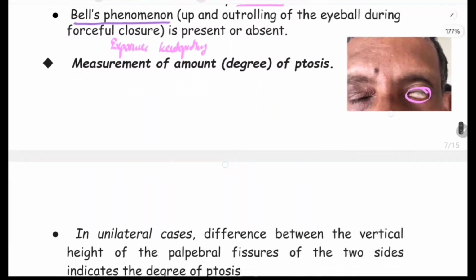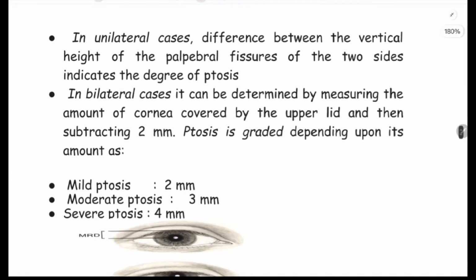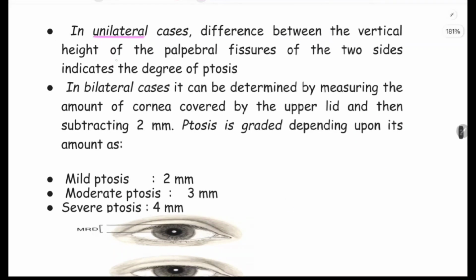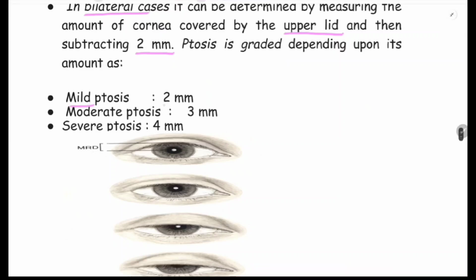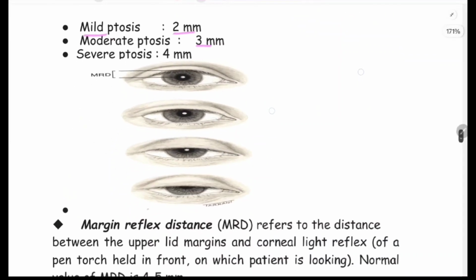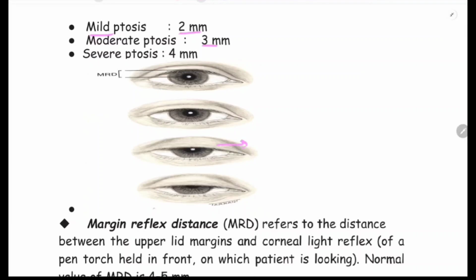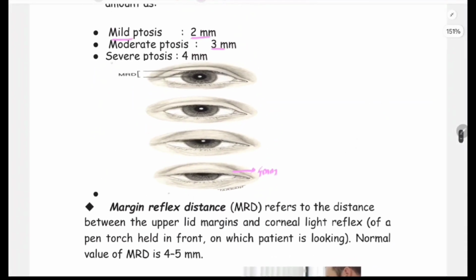Next, coming to measurement of the degree of ptosis. In unilateral cases, if a patient is having unilateral ptosis, the difference between the vertical height of the palpebral fissure of the two sides indicates the degree of ptosis. In bilateral cases, it can be determined by measuring the amount of cornea covered by the upper lid and then subtracting 2 mm, as normal cornea covers 2 mm. Ptosis is graded depending upon the amount, as mild if it is 2 mm, moderate 3 mm, and severe when the ptosis is more than 4 mm. Mild, moderate, and severe. When the ptosis is more than 4 mm, then it is graded as severe ptosis.